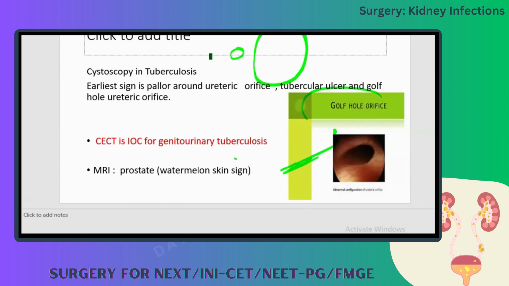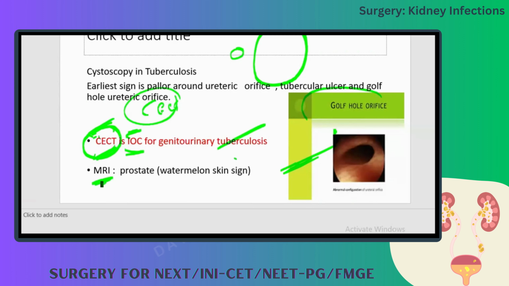So remember, thimble bladder is seen in GUTB, golf hole orifice is seen in GUTB, moth-eaten appearance is the earliest sign of GUTB. And the investigation, CECT is the investigation of choice. CECT. It is not plain CT. What is CECT? Contrast enhanced CT scan. This is the investigation of choice for GUTB.